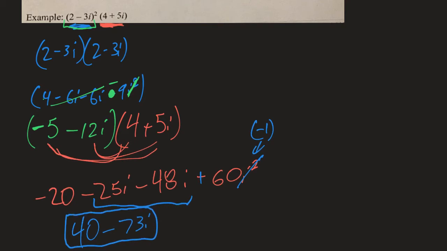Okay, so distribute, simplify, distribute again, simplify again, and we've got our answer. Okay, always be careful to FOIL out and never leave your answer with that I squared.